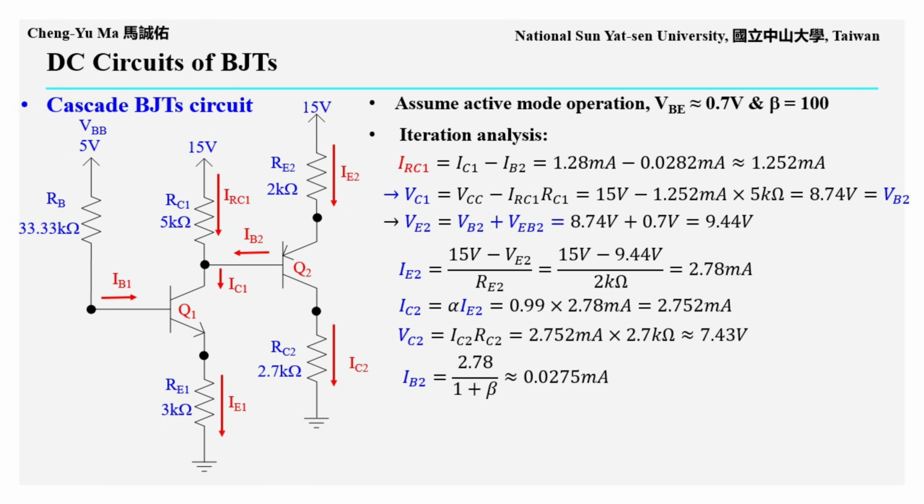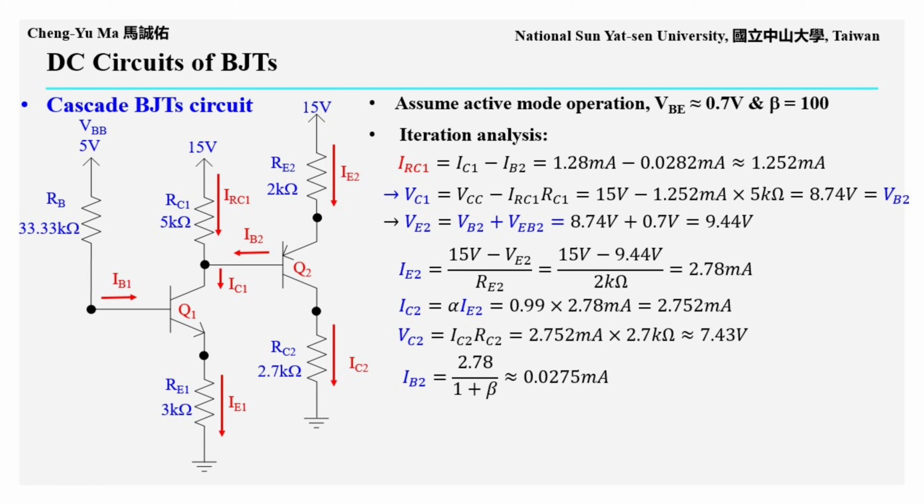Therefore, the corrected emitter voltage of Q2 is VE2 equals VB2 plus VEB2, which is 8.74 volts plus 0.7 volts, or 9.44 volts. Then the corrected IE2 is 15 volts minus VE2 divided by RE2. This gives 15 volts minus 9.44 volts divided by 2 kiloohms, or 2.78 milliamps. Next, IC2 equals alpha times IE2, so it is 0.99 times 2.78 milliamps, or about 2.752 milliamps. We then update VC2 as IC2 times RC2, giving about 7.43 volts.